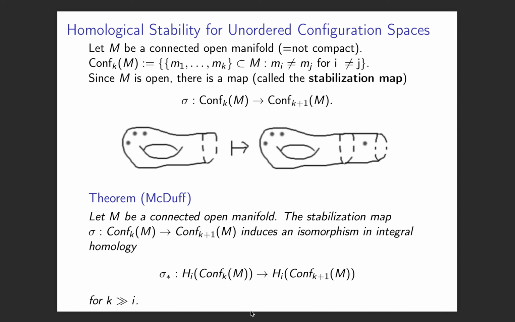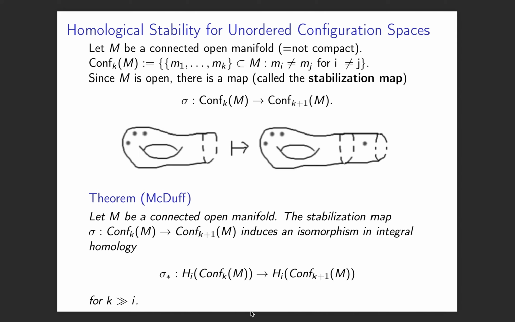So for this part of the talk, M is going to be a connected open manifold. Open here just means not compact, as a topological space. And M will always be connected throughout this talk. My main object of study is the configuration space of k unordered points on M, and I'll always denote this by Conf_k(M).